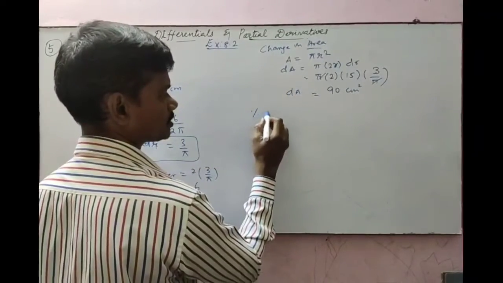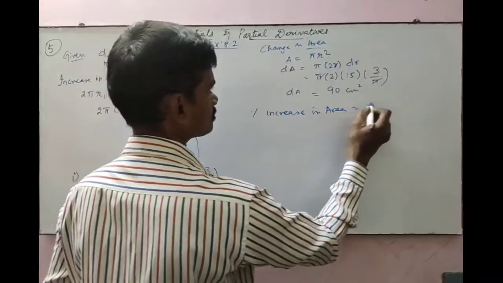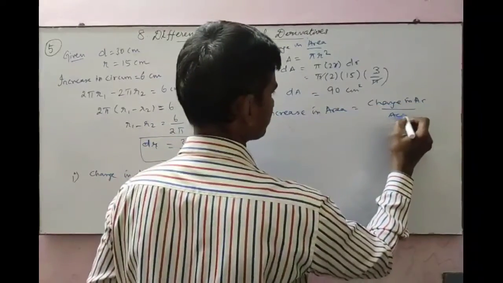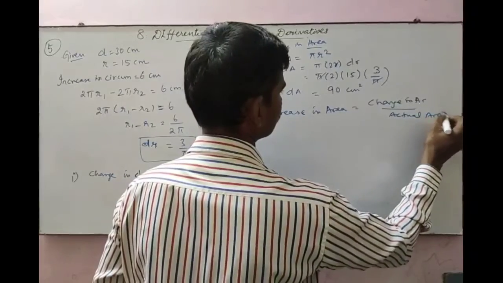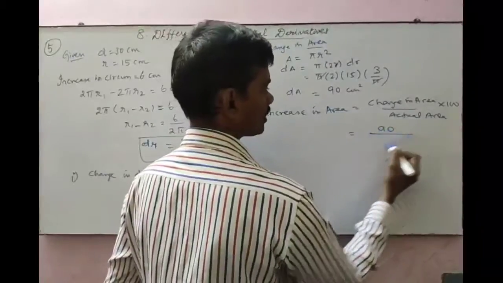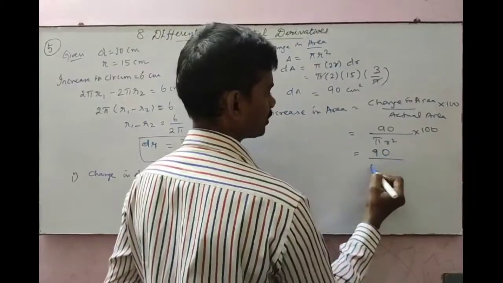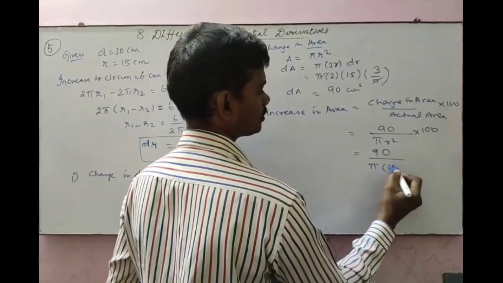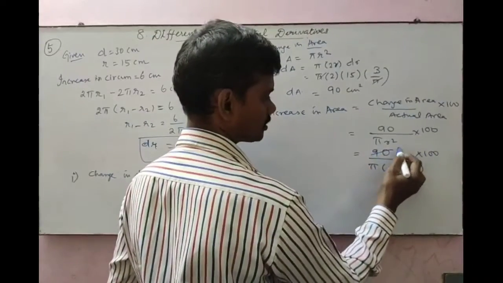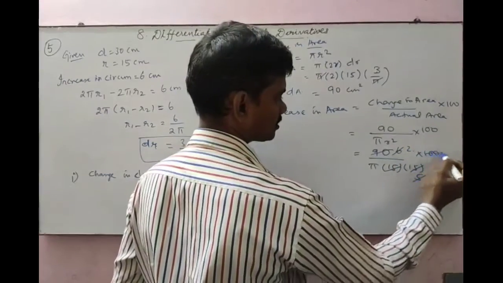But they ask you to find the percentage increase in area. The percentage increase in area is change in area by actual area into 100. So change in area is 90, actual area is pi r square, into 100. So 90 divided by pi, what is r here? 15 into 15, into 100. If you cancel this with 15, you will get 6 times. Again 3 cancels here, 2 times here, 5 times 5 all that's 20.